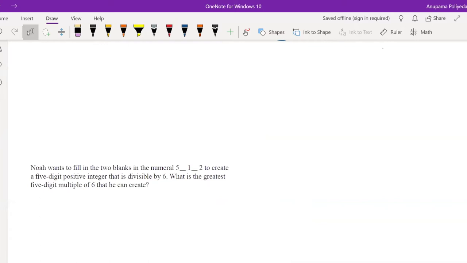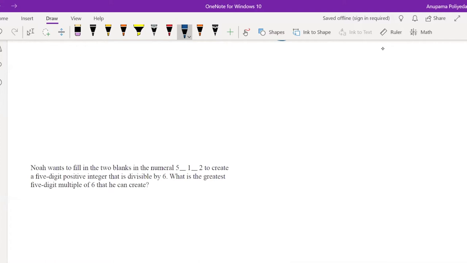59,172. So yes, the correct answer is 59,172. Because we want to find the greatest five digit integer that's a multiple of 6 with these conditions. So a multiple of 6 means it's divisible by 3 and 2. And since it ends in 2, it's already divisible by 2. So we just need to make it divisible by 3.